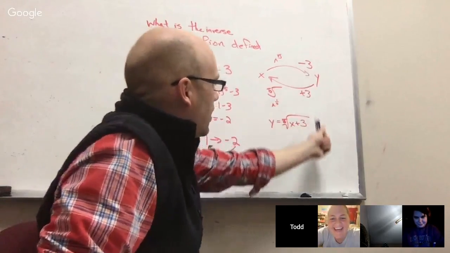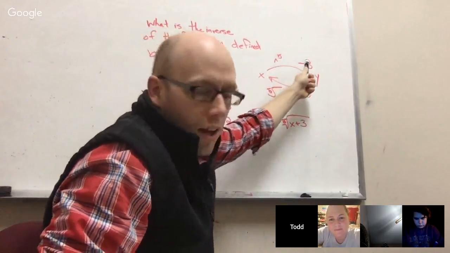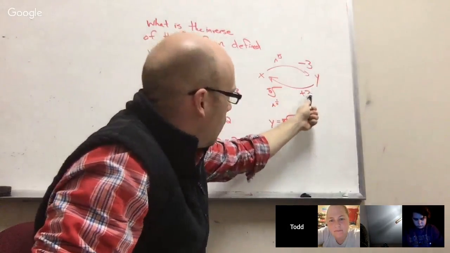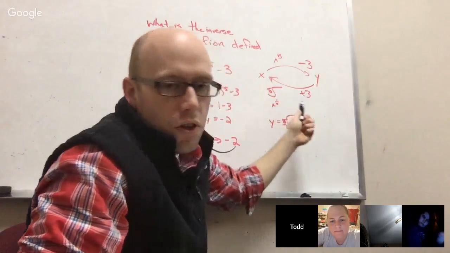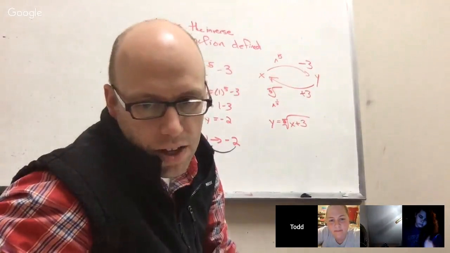So you notice that it's the inverse operations. The operations were 5th power, subtract 3. It's the inverse operations in the reverse order. Is that okay? So you undo.